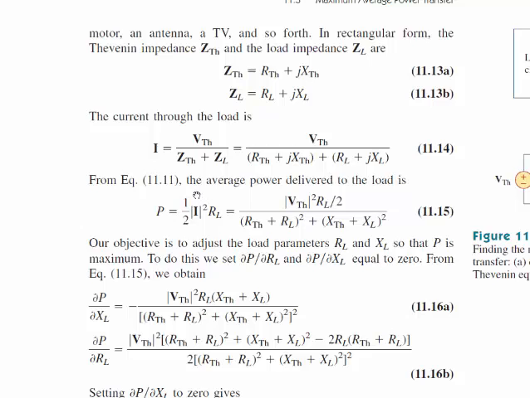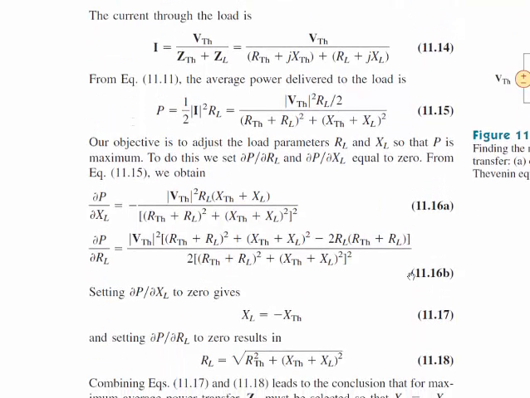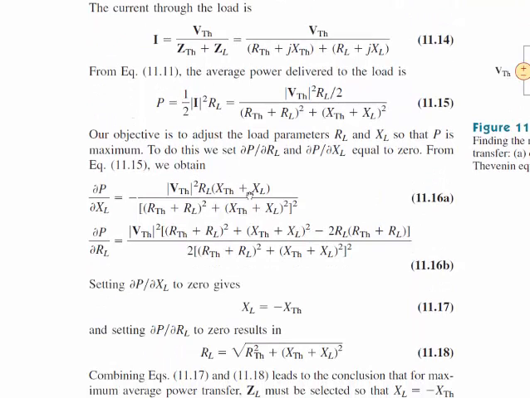Average power to the load, we know, is this equation right here. And it's switched now to phasor notation, so remember that the magnitude of I squared is I times I complex conjugate. So you go through the math right there. They treated the real parts and the imaginary parts separately, so they treated the resistance R and the reactance X separately.